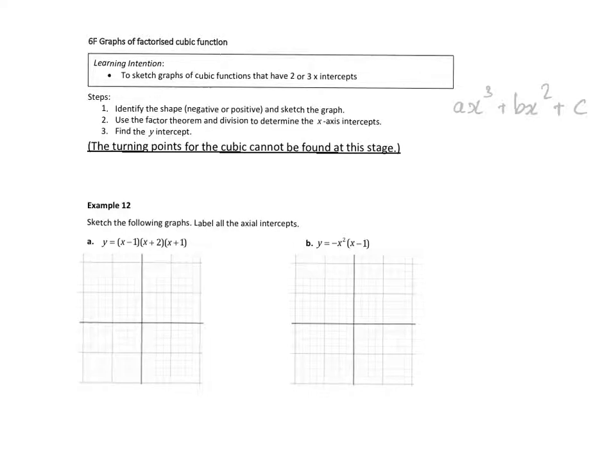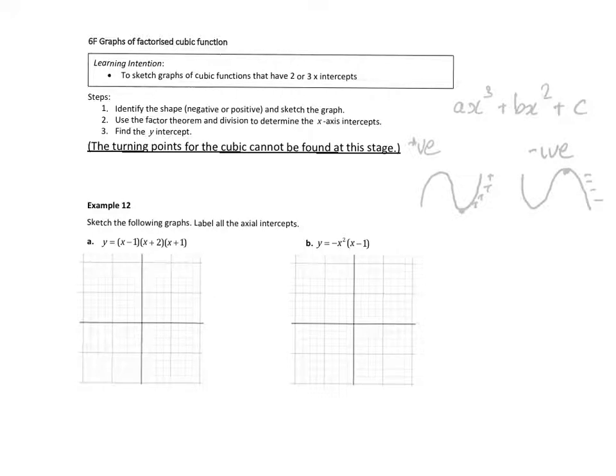So these graphs, when we are looking at them, if it is a positive cubic, it will look like that. If it's a negative cubic, then it will go the other way. The way I remember it is this last bit from the turning point is positive, and this last bit from the turning point is negative gradient. So they are pretty much the forms that we're going to be looking at.